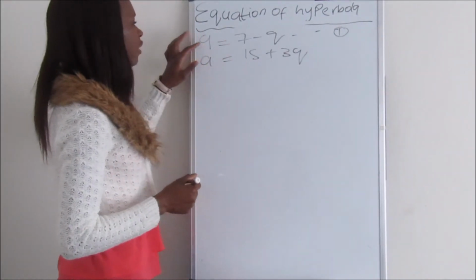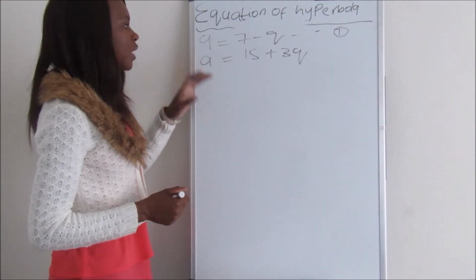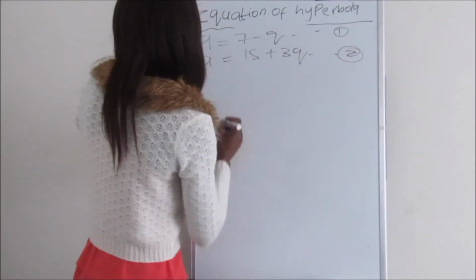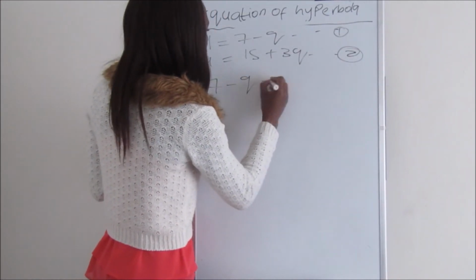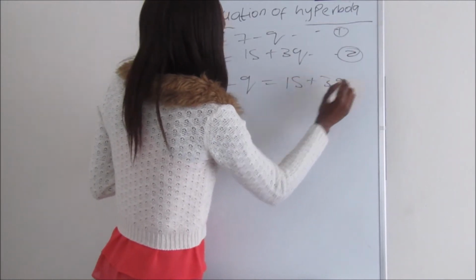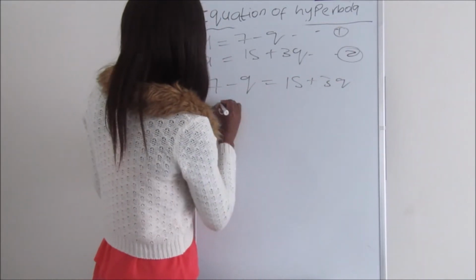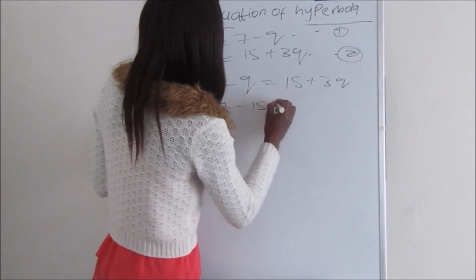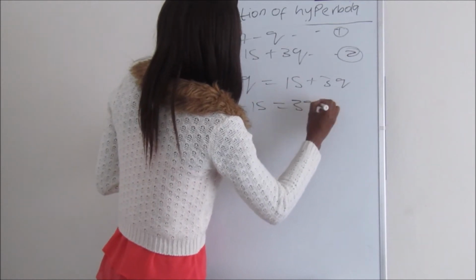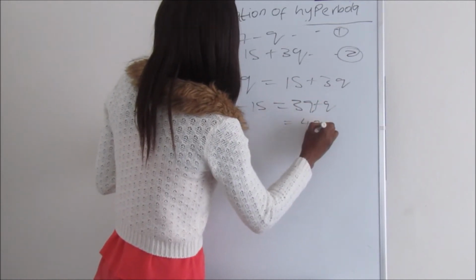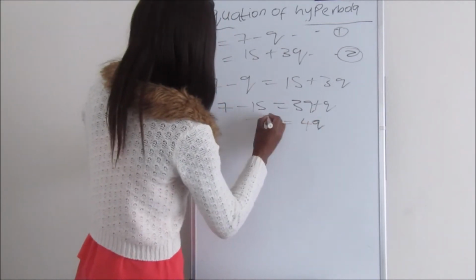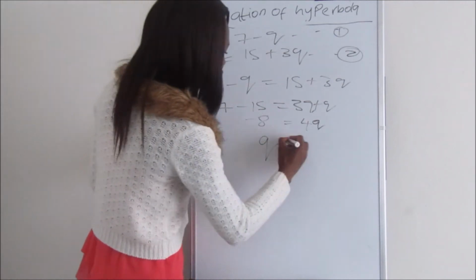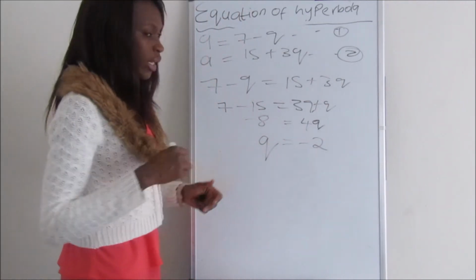Then from here, to find the values, we have two equations and two unknowns. I'll just equate the two equations so that I can find the value of q. It will be 7 minus q equals 15 plus 3q. Grouping like terms, it will be 7 minus 15 equals 3q plus q, which is 4q, and 7 minus 15 gives us negative 8. Then to solve for q, negative 8 divided by 4, so q is equal to negative 2.